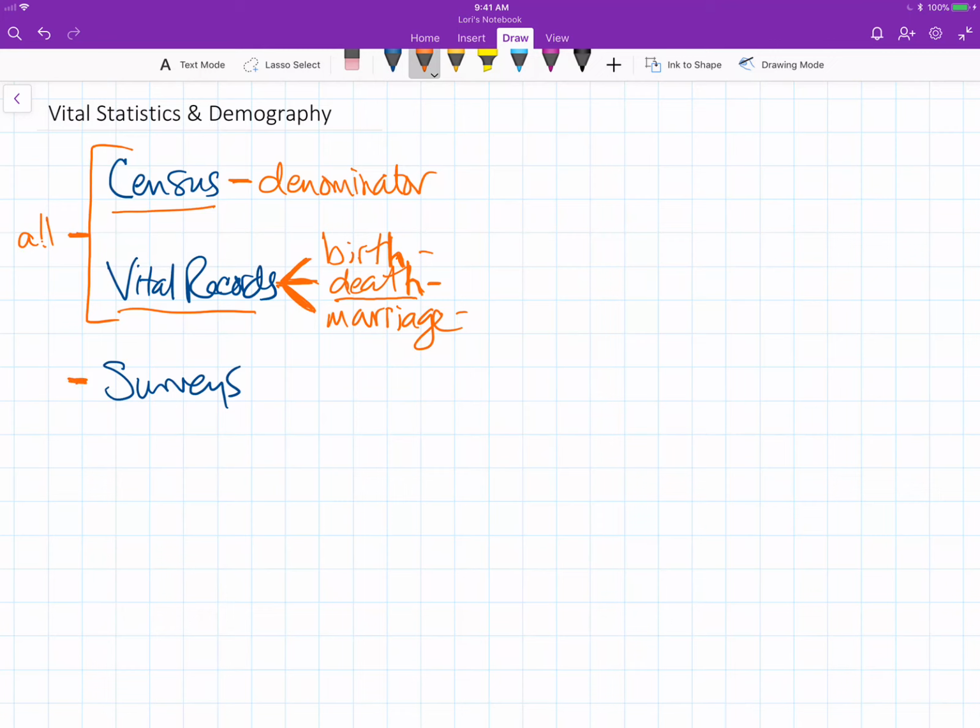Surveys, on the other hand, are typically performed on a subsample of the population, and they give us a snapshot, a cross-sectional snapshot of what's happening in that population. We might ask people questions in a questionnaire. We might actually examine them, draw their blood, weigh them, measure them, all of those kinds of things.